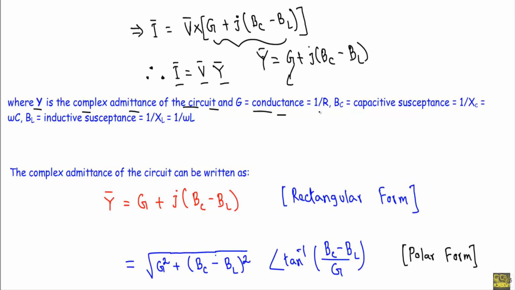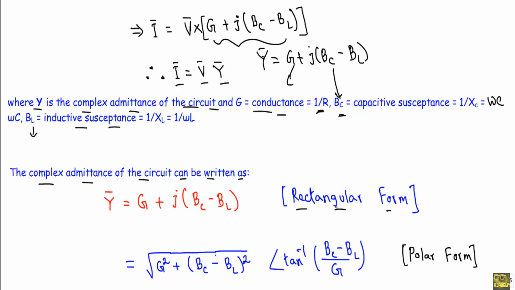This G is the conductance, which is the reciprocal of resistance. BC is the capacitive susceptance, which is equal to 1 over XC, or equal to omega C, and BL is the inductive susceptance, which is equal to 1 over XL, equal to 1 over omega L. So finally we can write down the complex admittance of the RLC parallel circuit as Y equal to G plus j(BC minus BL).